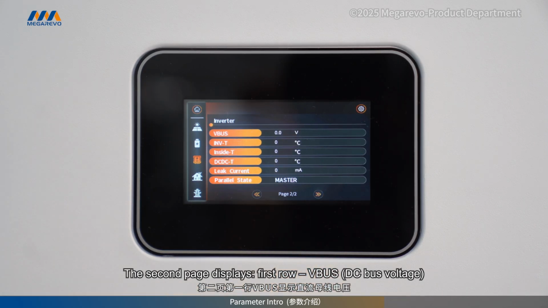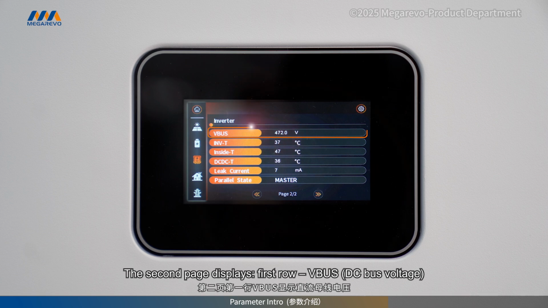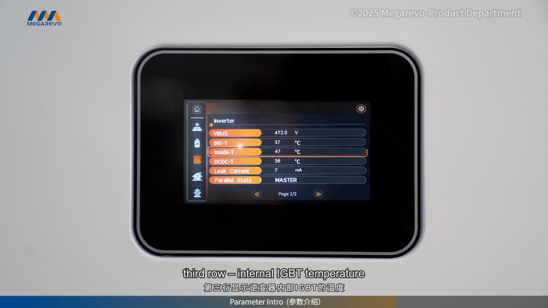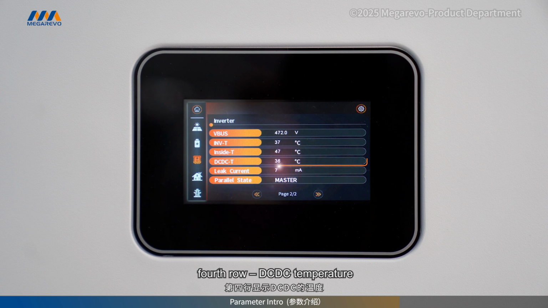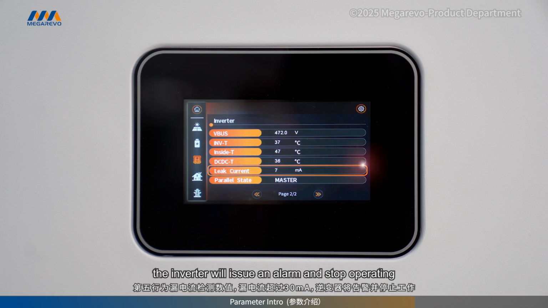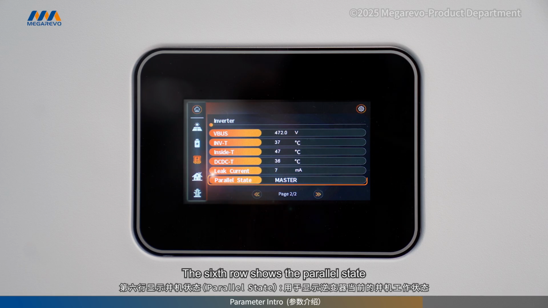The second page displays, first row, VBUS, second row, inverter temperature, third row, internal IGBT temperature, fourth row, DC-DC temperature, fifth row, leakage current value. If leakage current exceeds 30 mA, the inverter will issue an alarm and stop operating. The sixth row shows the parallel state.